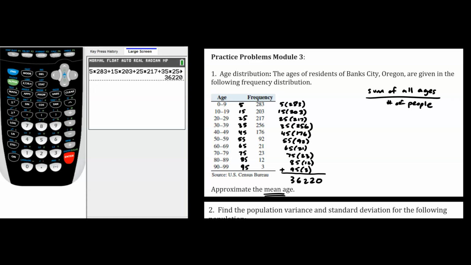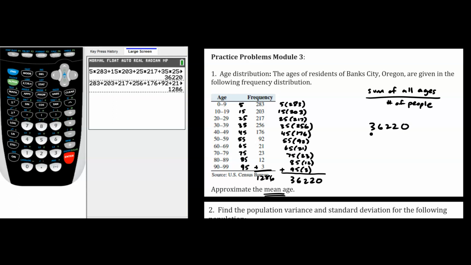Now, if that's going to be our numerator, then we need to divide that by the total number of people that we're dealing with here. And the total number of people is the sum of the frequency column. And so separately, let's go into the calculator and do 283 plus 203 plus 217 plus 256 plus 176 plus 92 plus 21 plus 23 plus 12 and then plus 3. And we get a grand total of 1,286 people.